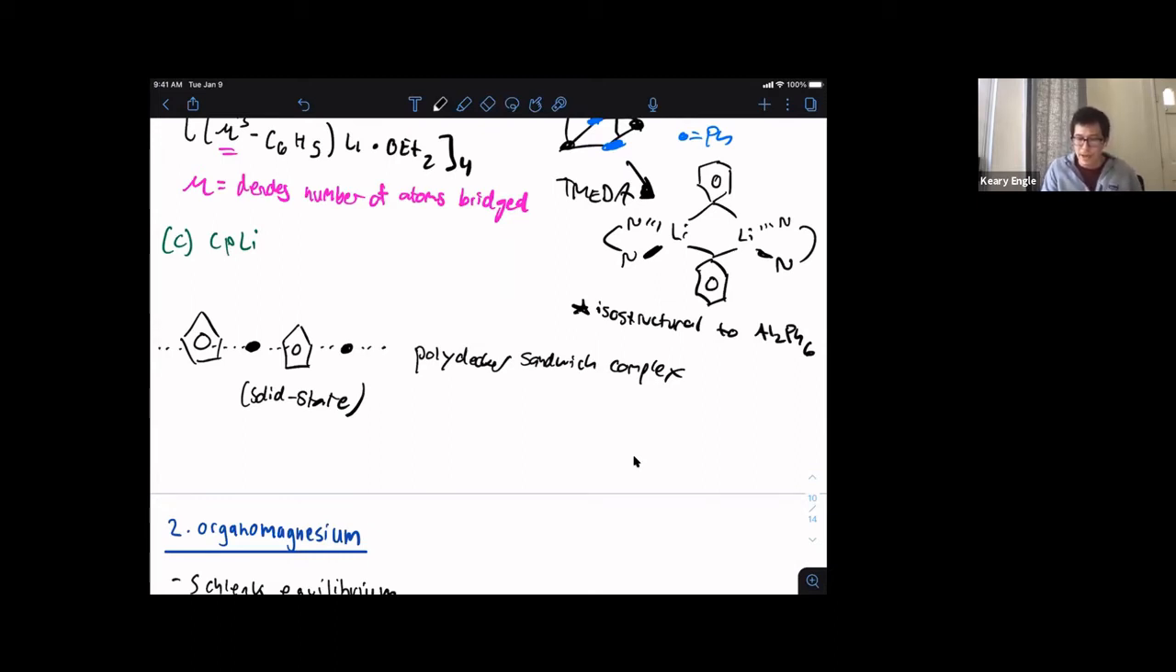And so CpLi can form this polydecker sandwich complex. So this is like an infinite Big Mac sandwich, bun, patty, ad infinitum. That's what CpLi is in its solid state, and that's been confirmed through various early studies.